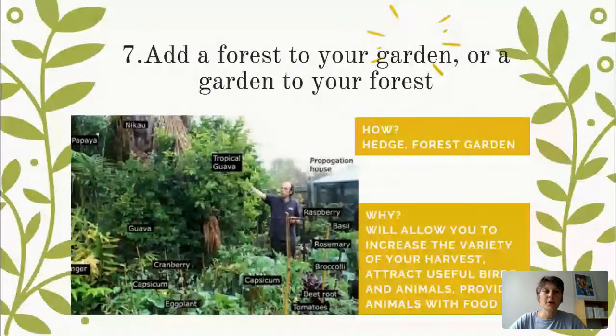Yeah, add forest to your garden or a garden to your forest. So you can see an example of a forest garden here. There are many levels of the forest garden, like some trees, bushes, and then very small plants. It looks like a forest, but all the plants are edible. So how can we do it? Create hedges, forest gardens, guilds with the plants. And why? It will allow you to increase the variety of your harvest, attract useful birds and animals, and provide animals with food.